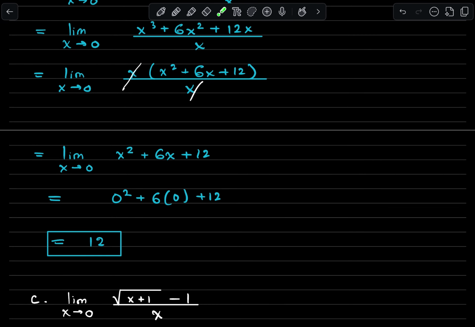All right, example C. Now I've got the limit as x approaches 0 of the square root of x plus 1, minus 1, all of it divided by x. So same pattern here. We've got an x in the denominator, and we've got the limit as x approaches 0. We cannot plug it in as it is. So we want to see if we can algebraically rearrange this somehow to deal with that x and cancel it out. We can.